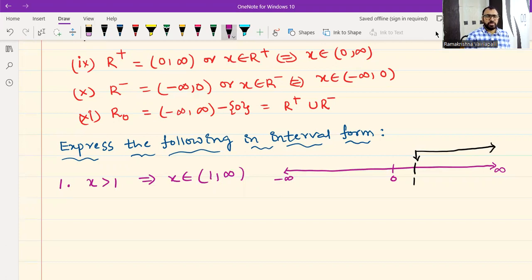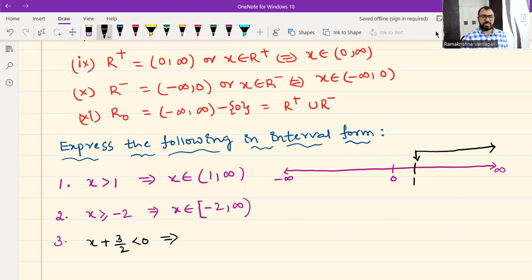Similarly, suppose x is greater than or equal to minus 2, which means x starts from minus 2 and goes up to infinity. Here strict inequality is not there, so we have to use a closed bracket, that is, closed minus 2 to infinity. And next one is, for example, x less than minus 3 by 2. Or you can say x plus 3 by 2 less than 0. What is the meaning of x plus 3 by 2 less than 0? Sending the plus 3 by 2 to that side, it becomes minus 3 by 2. So x is less than minus 3 by 2.